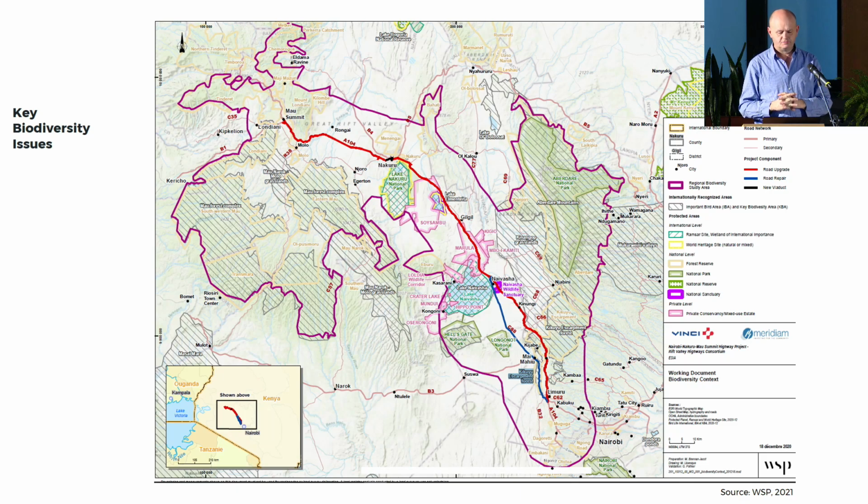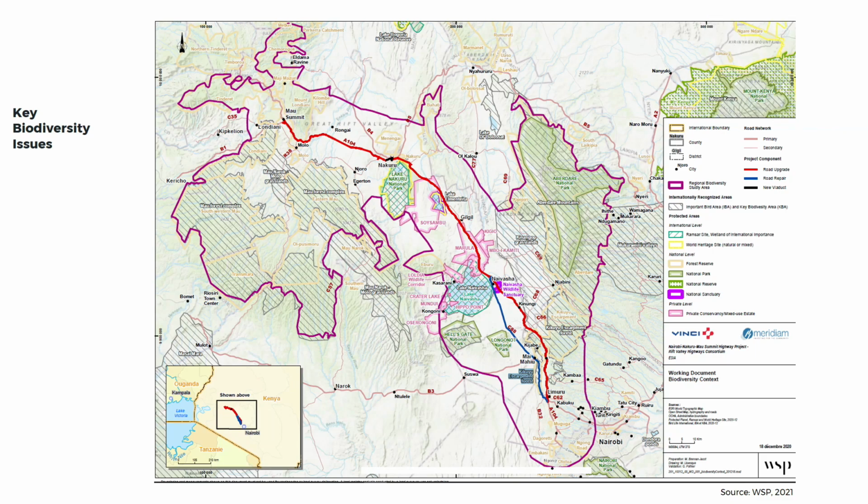Importantly, the road goes through a really diverse landscape. A bit hard to see, but some of those hashed areas are either protected areas or forested areas. There's a number of private conservancies on both sides of the road. Those conservancies are connected at the moment. There are some existing underpasses for farm machinery, but there are gates at the moment, so they're not open to wildlife.